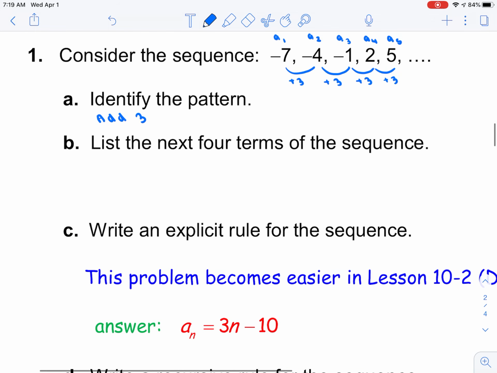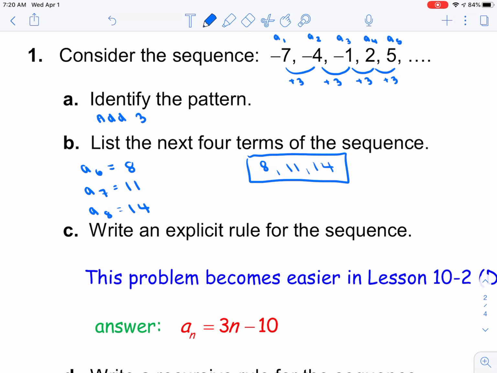to each term. Now, if I wanted to find the next 4 terms of the sequence, notice that I could say a sub 6 equals, and then if I added 3, it would be 8. And then if I said a sub 7, if I added 3 to 8, I'd be at 11. And then a sub 8, if I added 3 to that, I'd be at 14. So you can either list it like that, or you can just say 8, 11, 14.